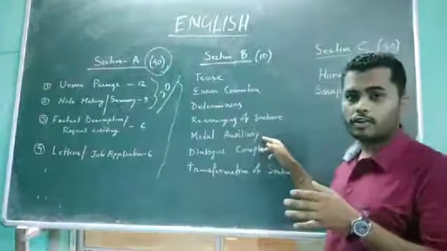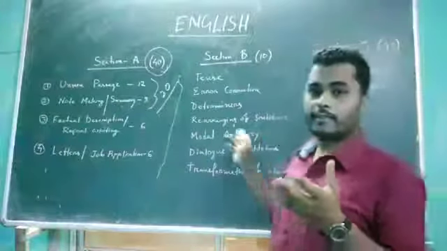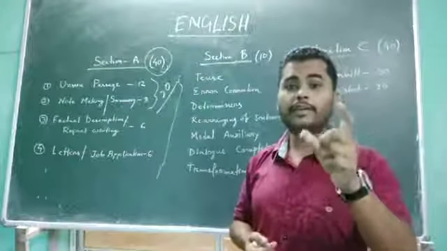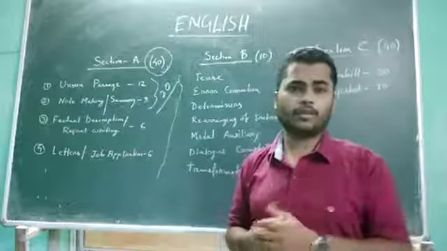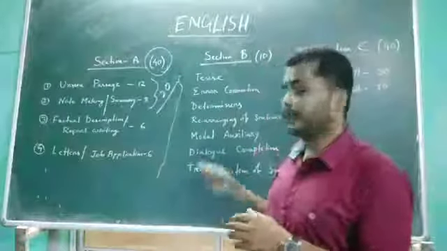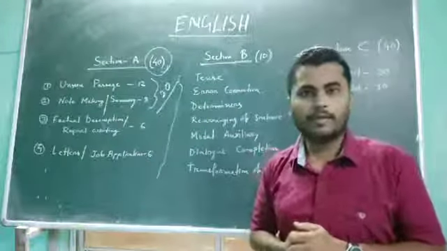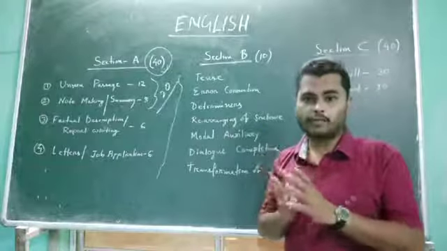Then modal auxiliary. What is modal auxiliary? There are two kinds of auxiliary verbs: primary and modal auxiliary. Primary auxiliaries are am, is, are, was, were. And modal auxiliaries are can, could, may, might, shall, should, will, would, ought to, need. These are modal auxiliaries.